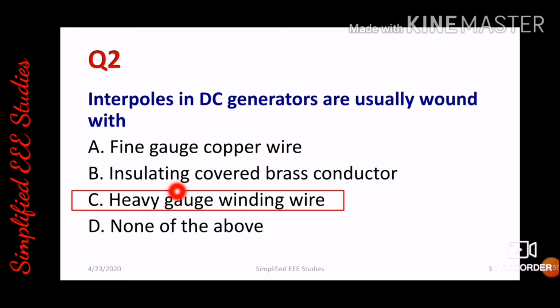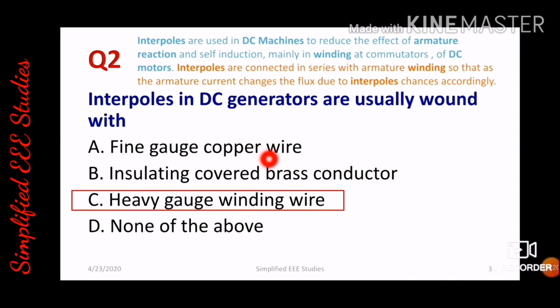For winding of an interpole, we prefer to have heavy gauge winding wire. So we can say heavy gauge winding wire is normally used in interpoles. Why are interpoles required? As I told, they are mainly used for preventing armature reaction in a DC machine. Interpoles are connected in series with the armature winding, so that as the armature current changes, the flux due to the interpole changes accordingly. That is why we use interpoles, and how the interpole is connected has been given here. So this is the peculiarity of the interpole.